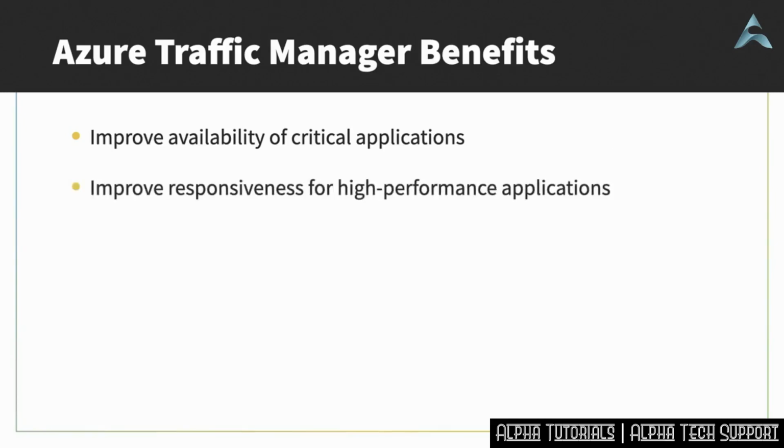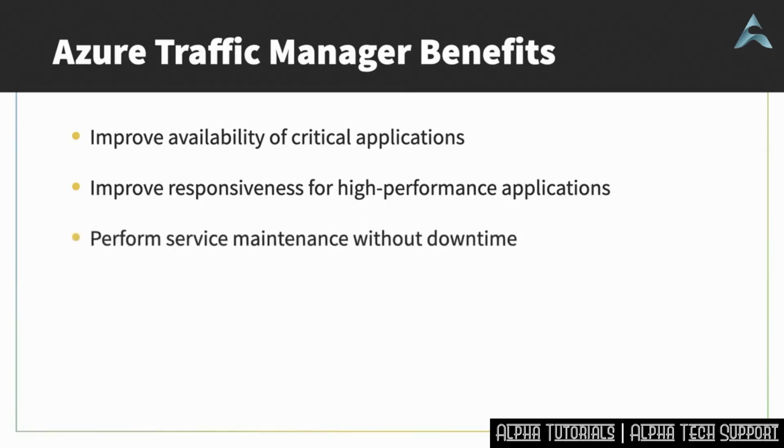Also improves responsiveness for high-performance applications. So when you have those applications that you really need to have very high performance, we have low latency if we use something like performance as the routing algorithm, because with that, it's going to detect your IP address, and then it's going to route traffic to the closest Azure region that you have from your location.